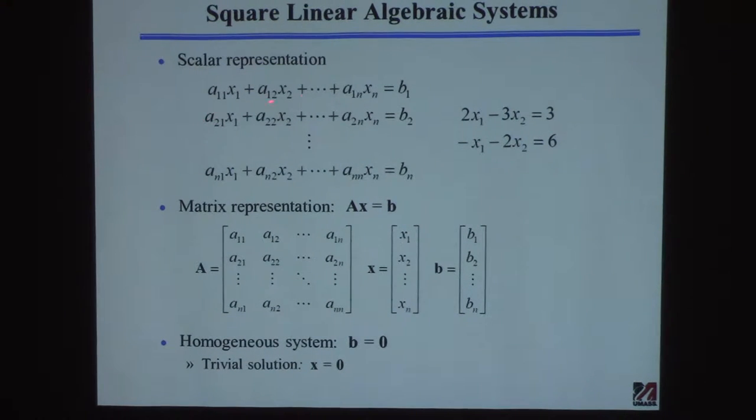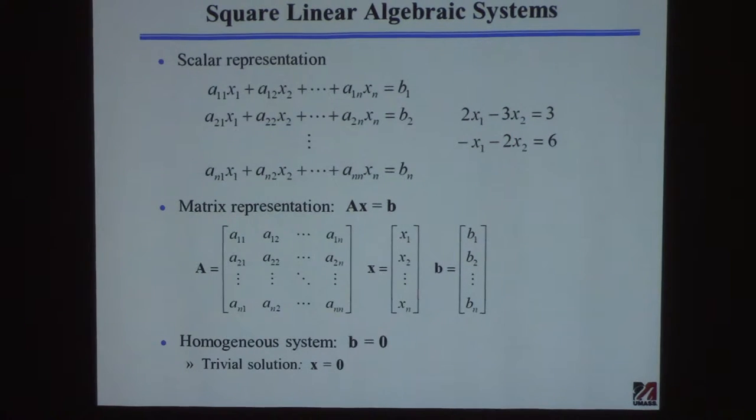So the x's are the unknowns, and the a's are constant coefficients, we know those, and the b's are also coefficients, we know those, okay? So this is the general case. Here's an example of the kind of thing I'm talking about. These coefficients 2 and minus 3 in this equation, and minus 1 and minus 2 in the other, are the a's. The 3 and the 6 are the b's, and the x's are the unknowns. So that's 2 equations and 2 unknowns.